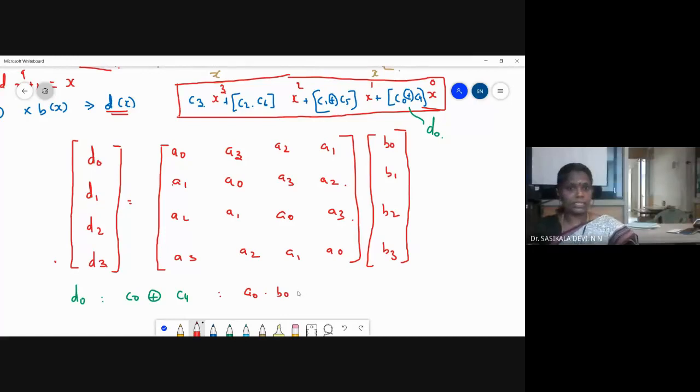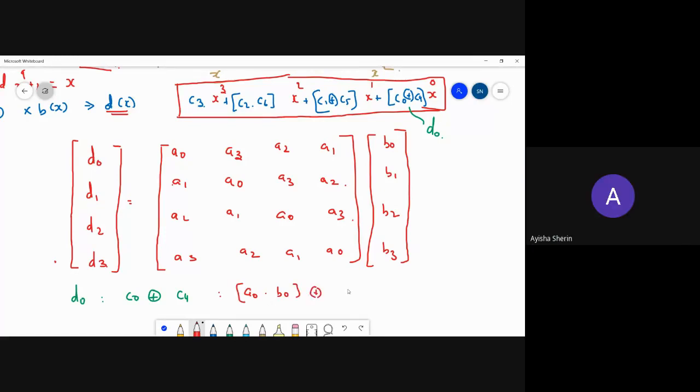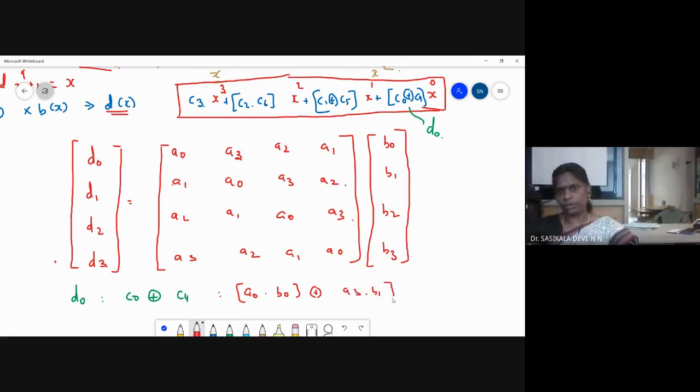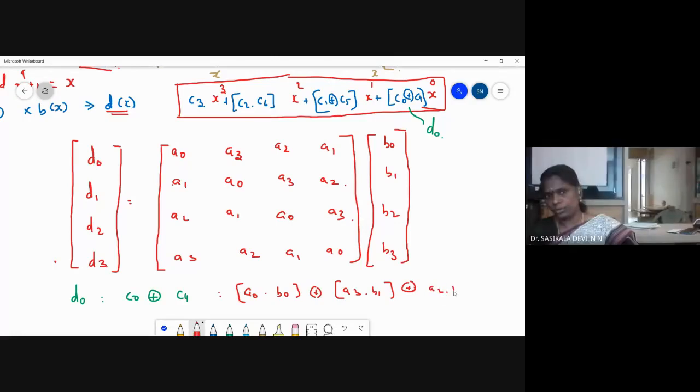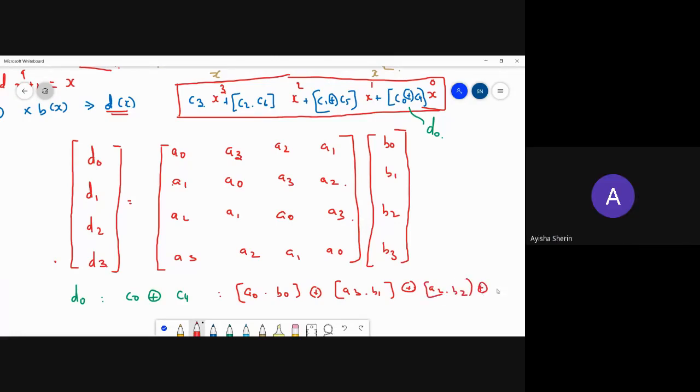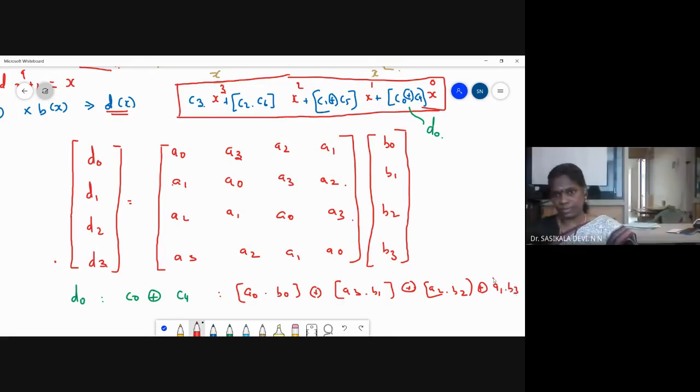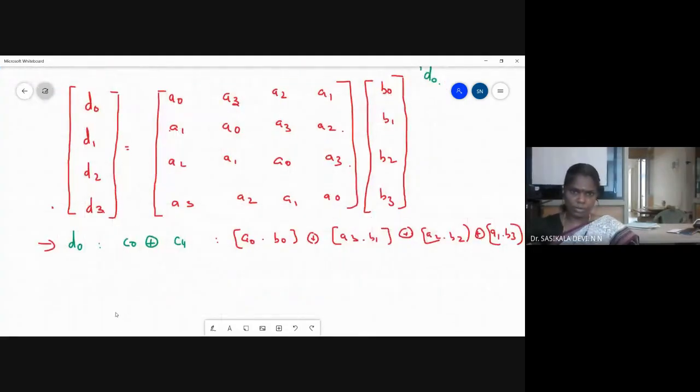And C4? A3 into B1, then A2 into B2, then A1 into B3. Actually, you have to write this first. After that only you have to derive this matrix. So similarly, let's go for one more element.